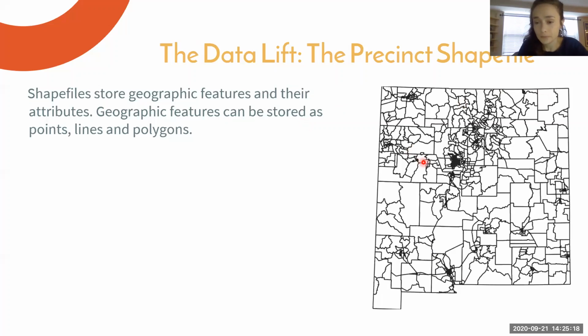So precincts are stored in precinct shapefiles. A shapefile is just a digital format to store geographic data. Geographic features, so by feature here I mean each feature is a precinct. They can be stored as points, lines, or polygons. So in this picture of a shapefile, each feature is a polygon. And shapefiles carry around information about each of the features or each of the precincts.